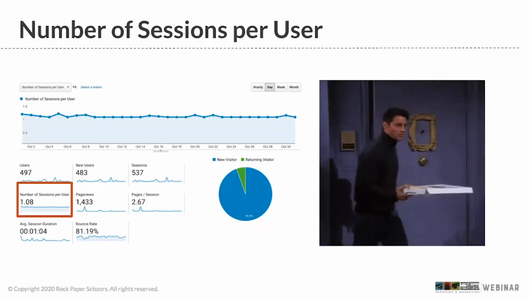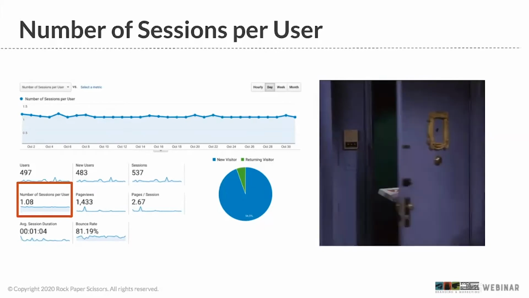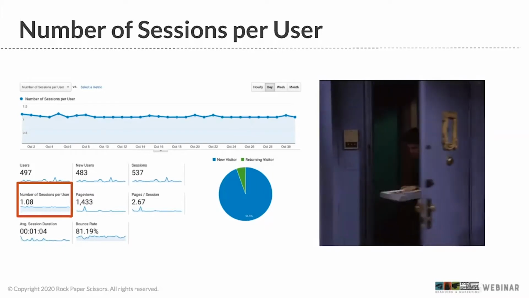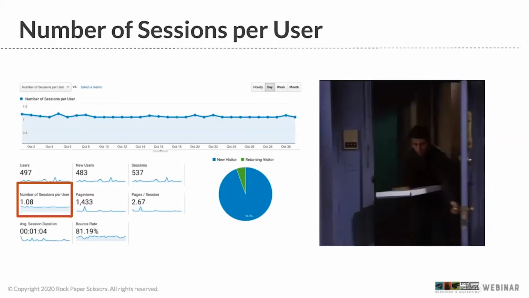Whereas on the flip side, if you are a payroll service and somebody's coming in to process payroll and they do it twice a month, that would be 2 sessions per user per month. So it's just looking at how often people are coming back to the website. That gives us an idea of whether you have a website that has a lot of repeat people, or whether it's just people coming once and done for information.